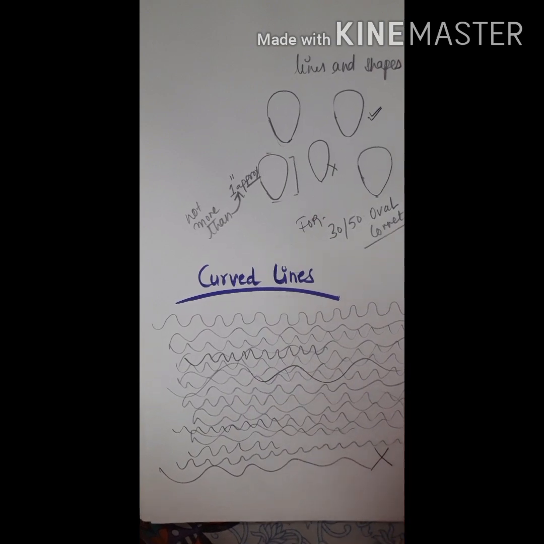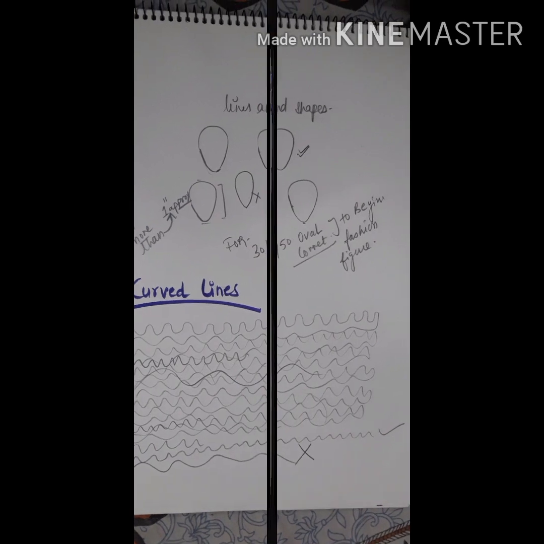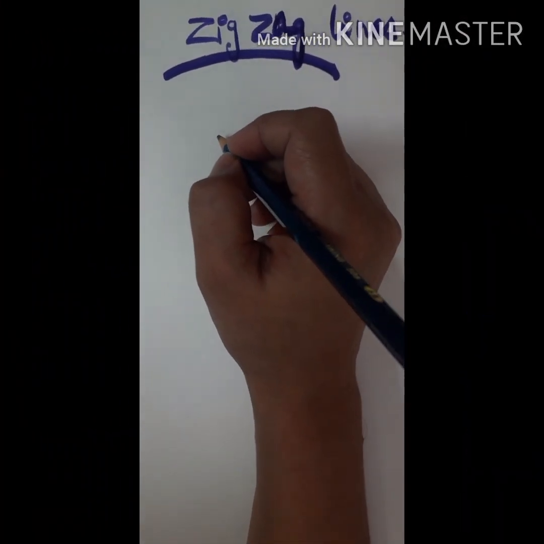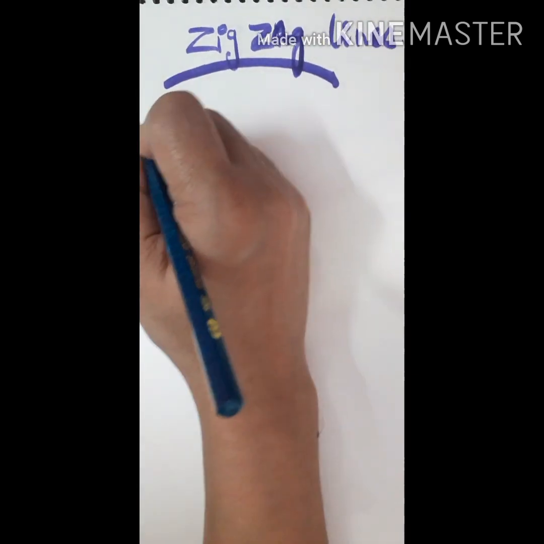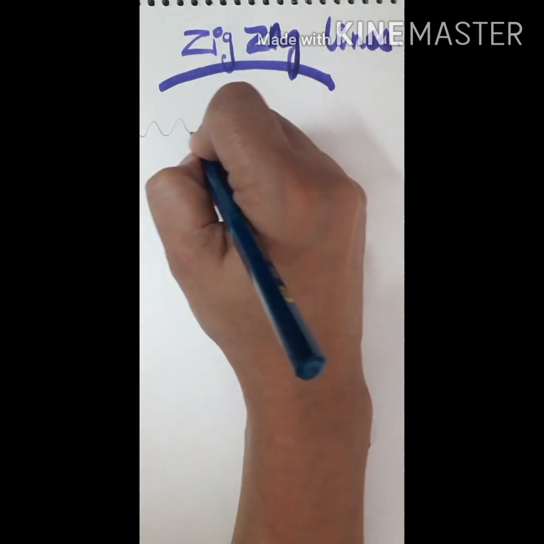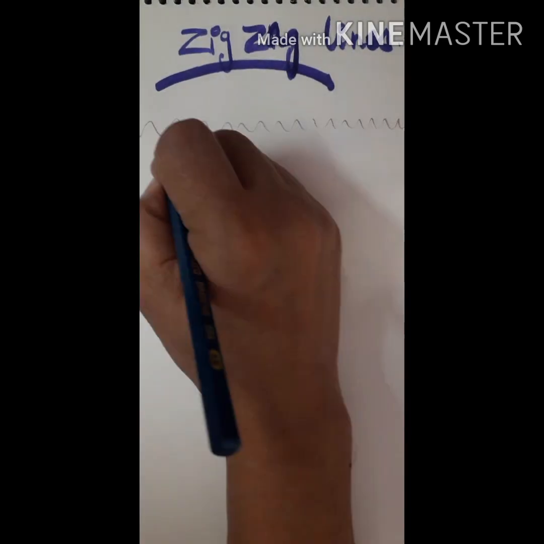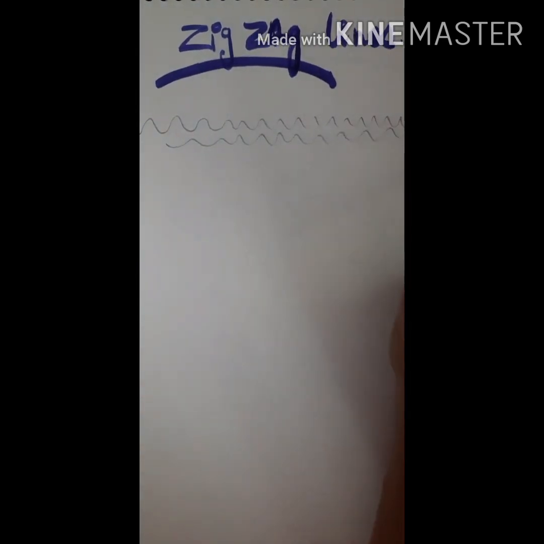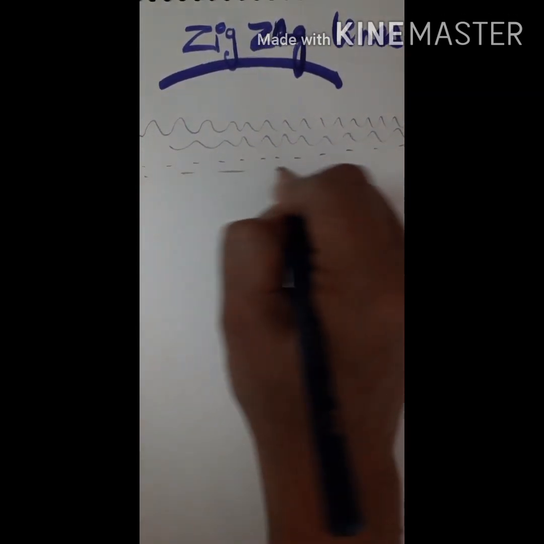Curved lines. Okay? Okay, another topic in lines and shapes is zigzag lines. Now remember the curved lines, what we did? We did very smooth and quick curves like this. We were focusing on the curves we have to make, right? In broken lines, we were focusing on the gaps, quick gaps.